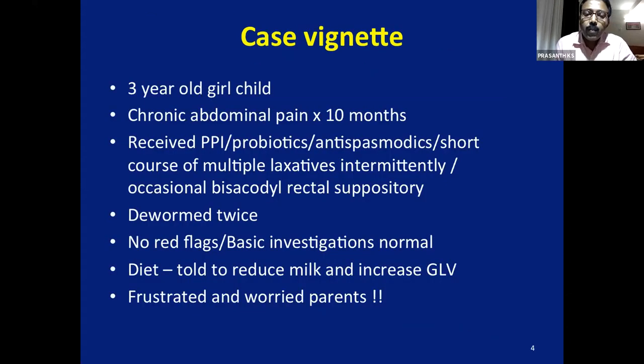We will try to navigate the topic by listening to a case vignette. You have a 3-year-old toddler girl who has come with a history of chronic abdominal pain for the last 10 months. For the same complaint, she has received proton pump inhibitors, probiotics, antispasmodics, and short courses of multiple laxatives intermittently during this 10-month period. At times she has received rectal suppositories. She was discharged twice for the problem.